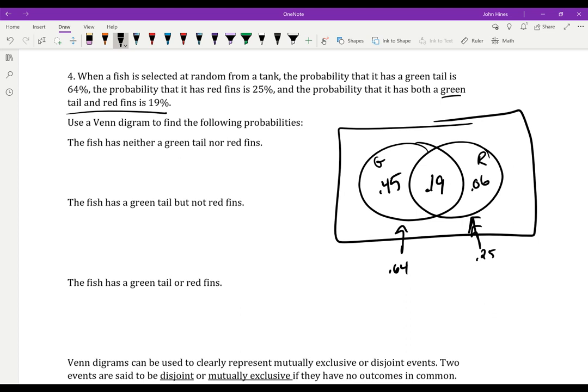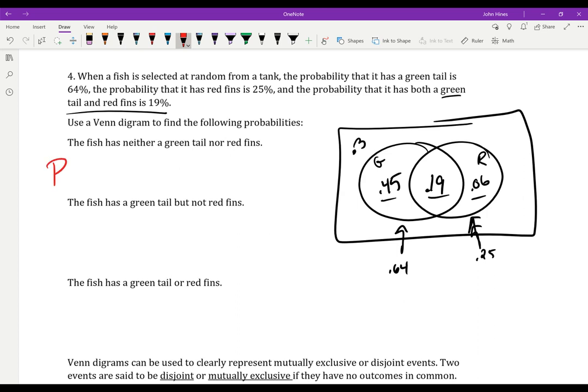And then don't forget about the outsiders. Add them up. I got 0.7, so what's left over from 100? If I got 70, what's left over is 0.3. If I had 0.7 inside, 0.3 is on the outside.